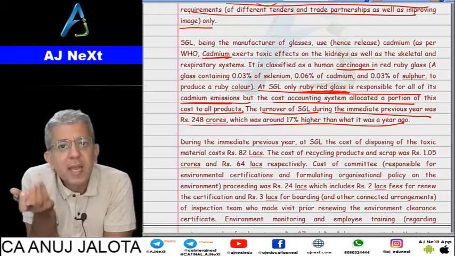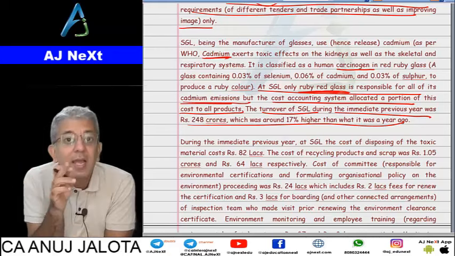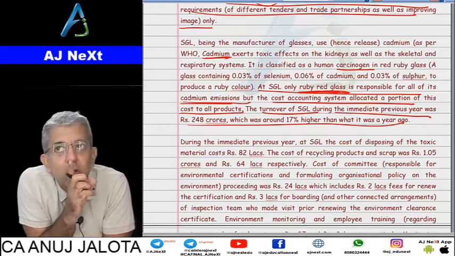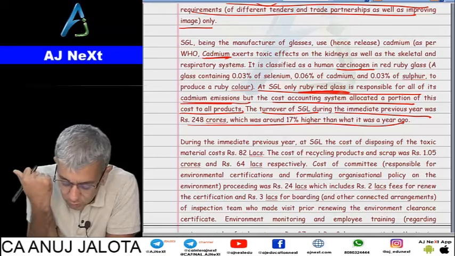Although we allocate this cost over all the products, that is obviously wrong. I think this must be happening because we are following absorption costing. That is whatever happens if we all follow that absorption costing technique.